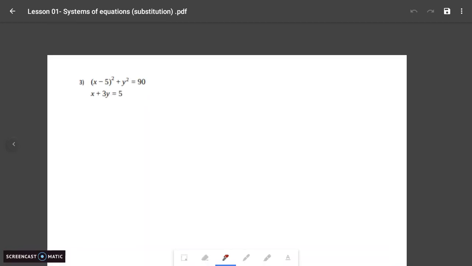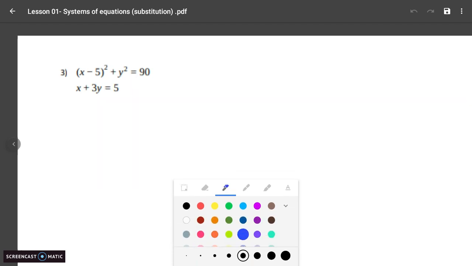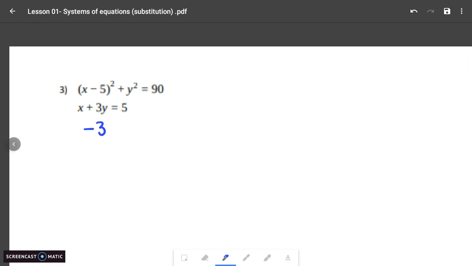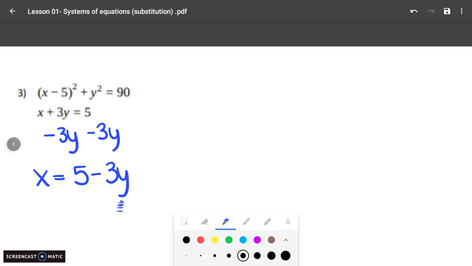Okay, down to the last 2 here. Same concept again though, right? We want to get one of the letters by itself. The easiest letter for us to get by itself is the x in that second equation. So I'm just going to subtract 3y from both sides. So we'll get x equals 5 minus 3y. And I'm going to keep that first equation intact.